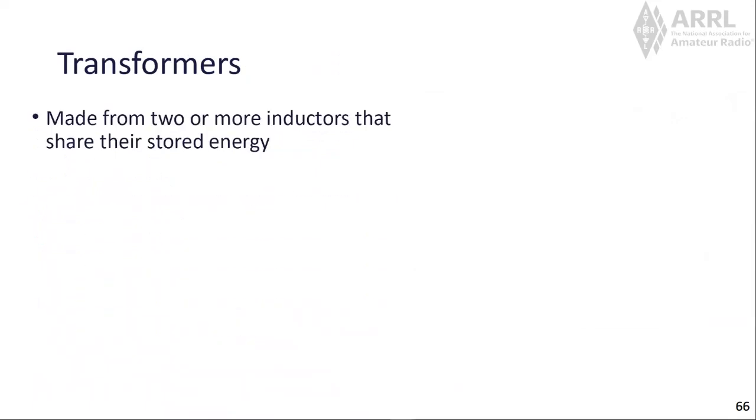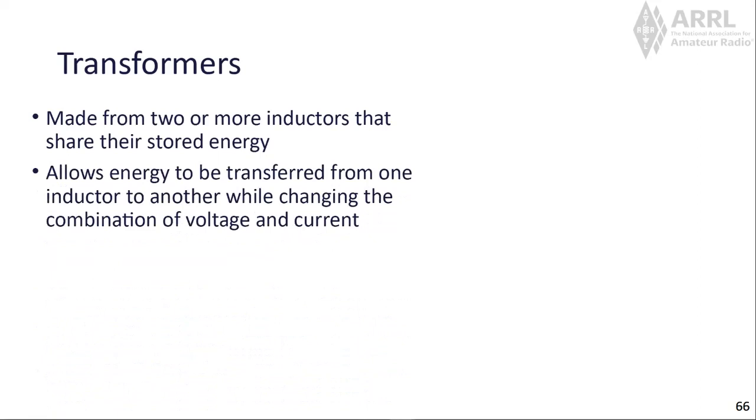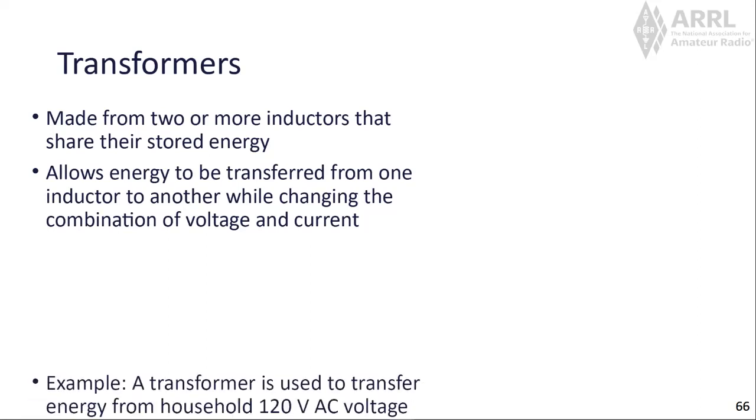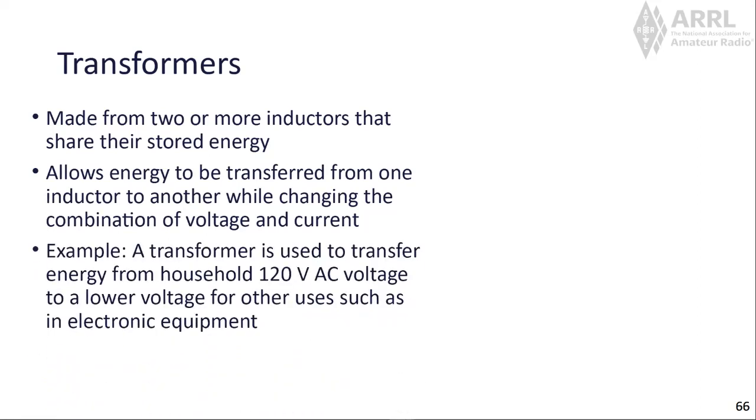Okay, transformers. Transformers are made from two or more inductors that share their stored energy. They allow energy to be transferred from one inductor to another while changing the combination of voltage and current. As an example, a transformer is used to transfer energy from household 120 volt AC voltage to a lower voltage for other uses, such as in electronic equipment.